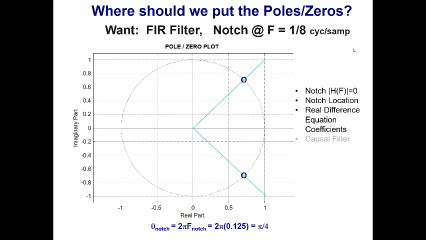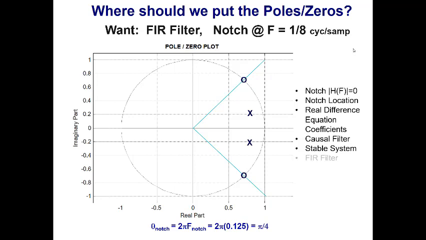Now, is that all I need? Well, no. I want a causal filter. The requirement for a causal filter is I have to have at least as many poles as I have zeros. So if I have 2 zeros, I'm going to need 2 poles somewhere. But I also want the filter to be stable. And if it's causal, to be stable, those poles have to be inside the unit circle.